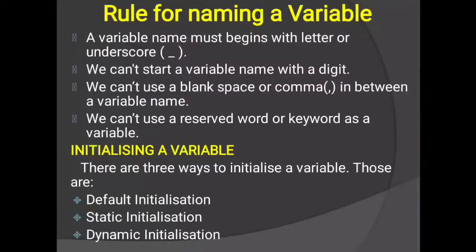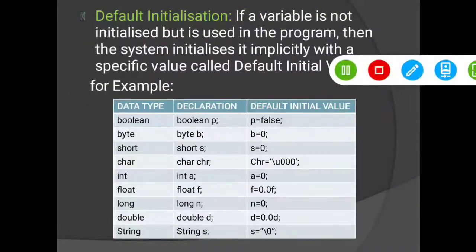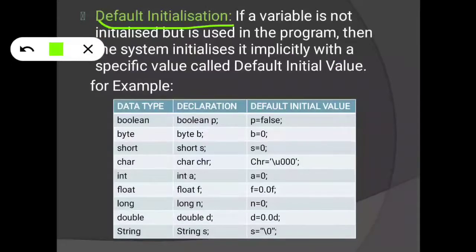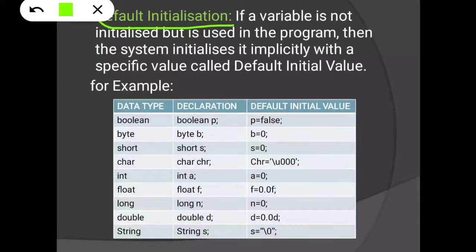Okay, then next we will proceed. First point is default initialization. Default initialization means when we declare a variable without any value. We will simply declare a variable. If a variable is not initialized but is used in the program, then the system initializes it implicitly with a specific value called the default initial value. According to the data type, it will assign the initial value.